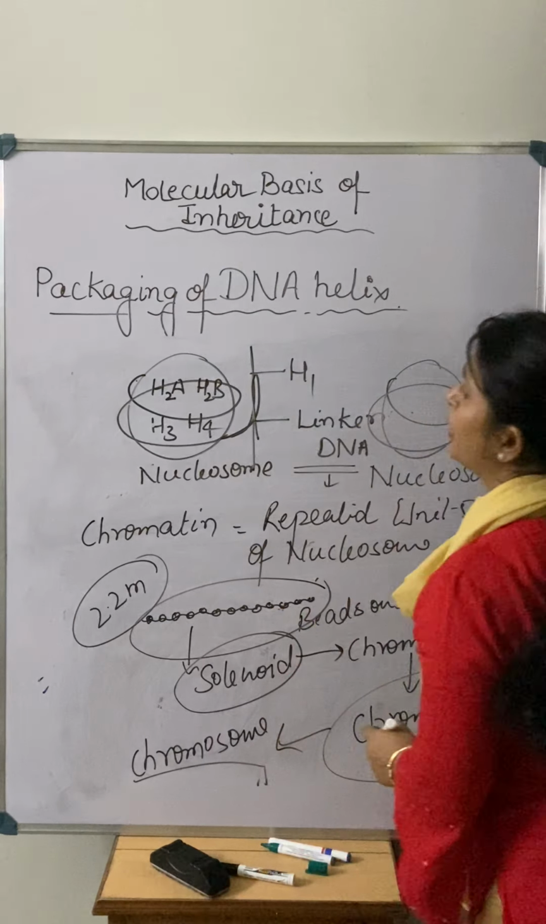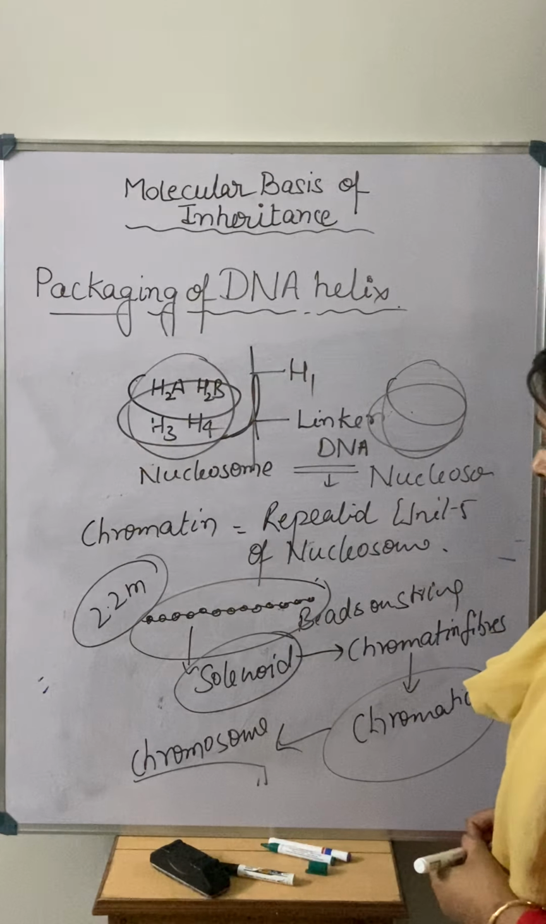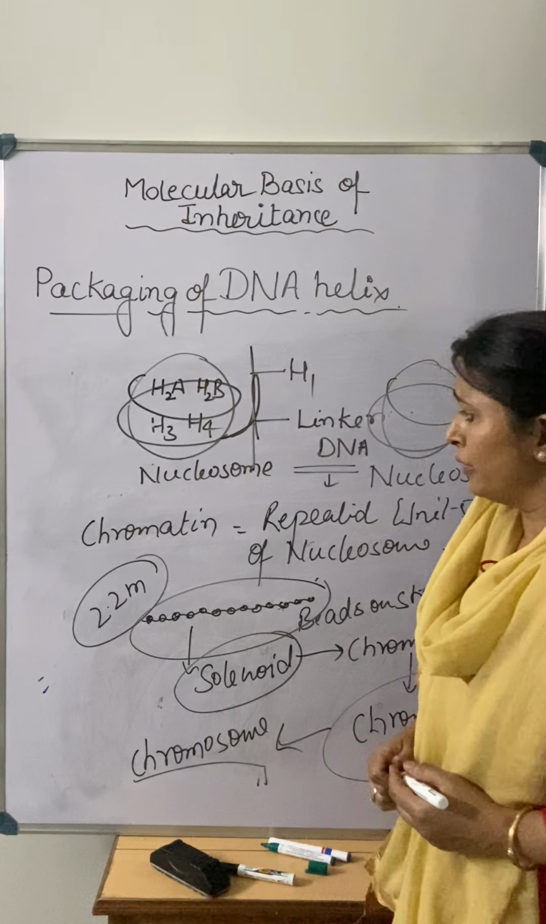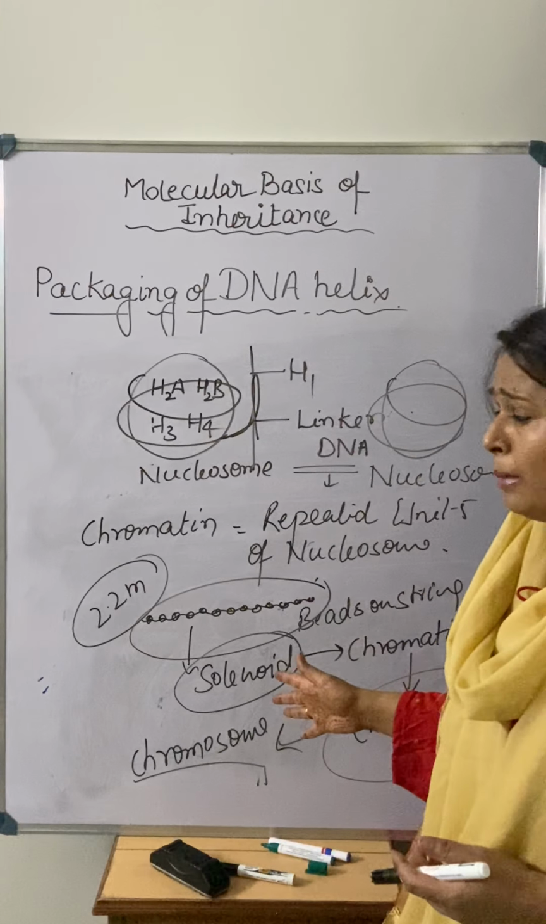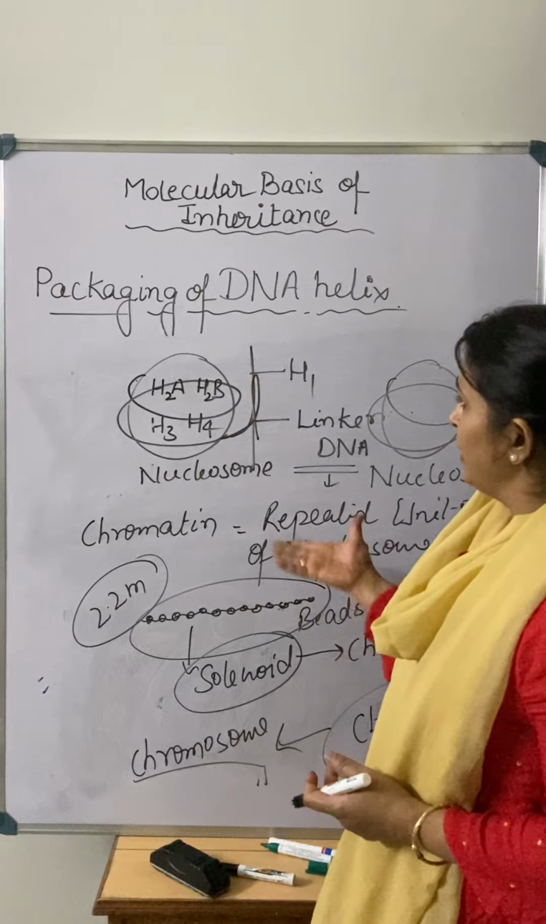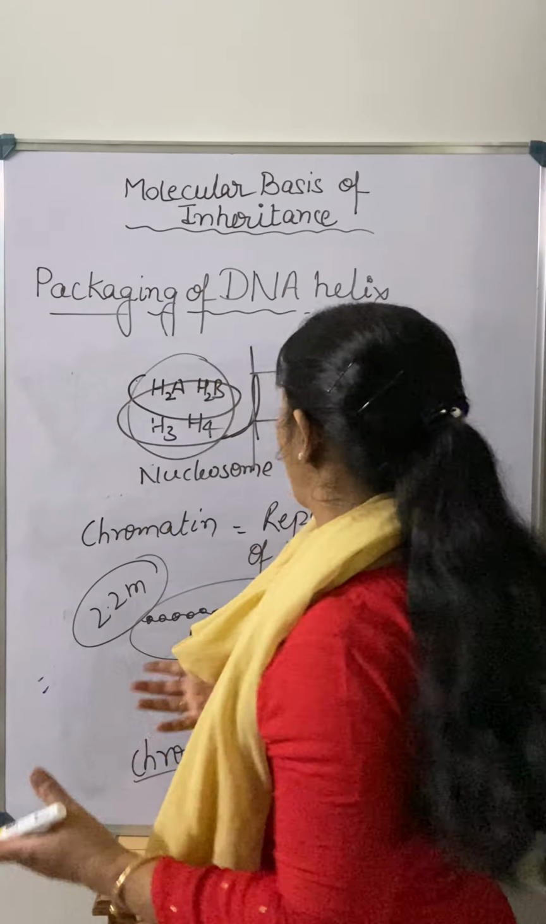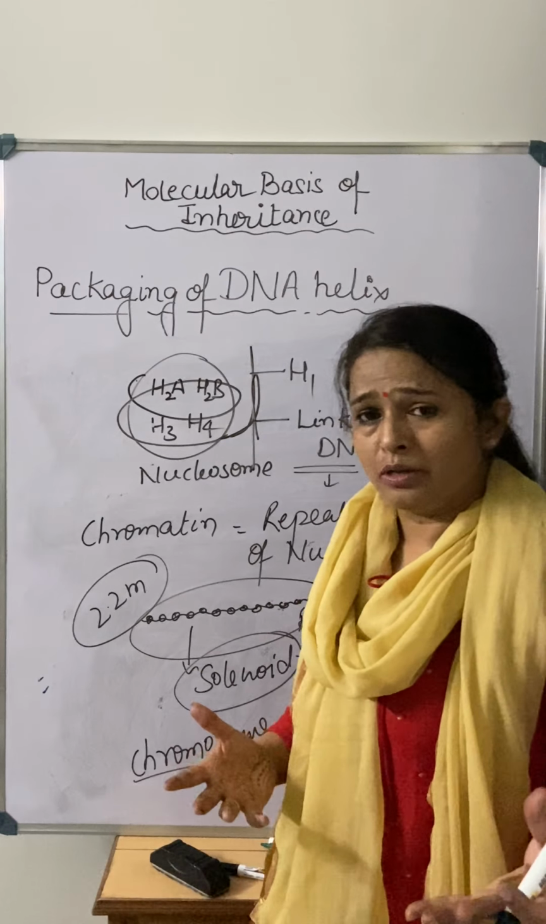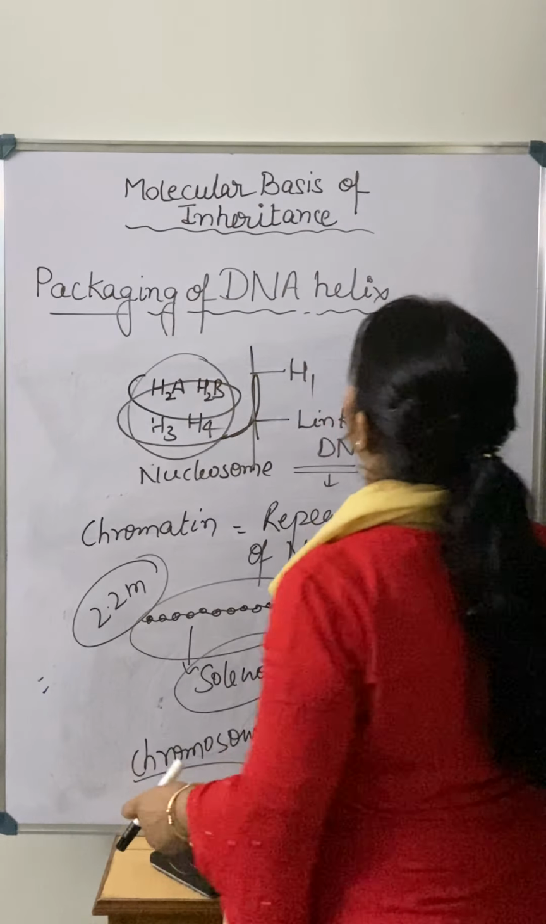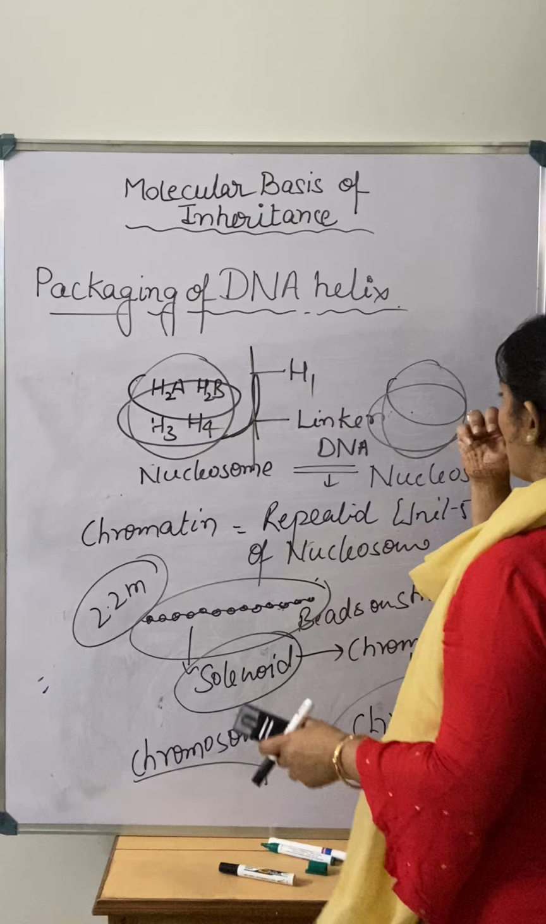So this is all about the packaging of the DNA helix. I think all of you are clear with this concept, right? So packaging of DNA is done in this way. 2.2 meters of DNA is packed in such a small dimension of a cell in this way only, right? Now, next topic is what?